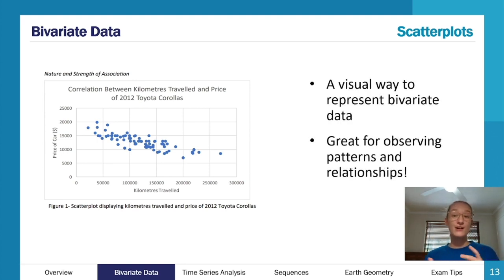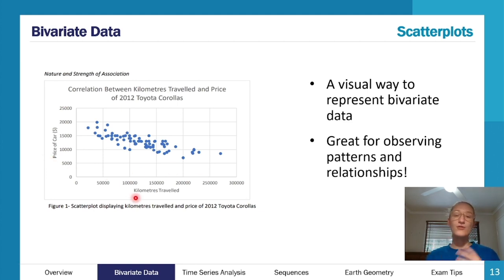Another really good thing about scatterplots is they're visual. We can see patterns, we can see trends, and then we can observe them, discuss them and see what they actually mean. A few key things in scatterplots: the title is always really important. And we're usually talking about correlation in scatterplots. So I've called this correlation between kilometers traveled and price of 2012 Toyota Corollas. It's also fairly standard form that you put your explanatory variable on the axis down the bottom, and the response variable goes on your vertical axis, your y-axis.